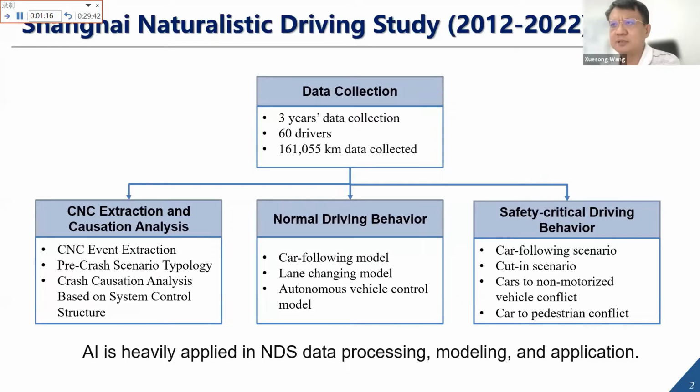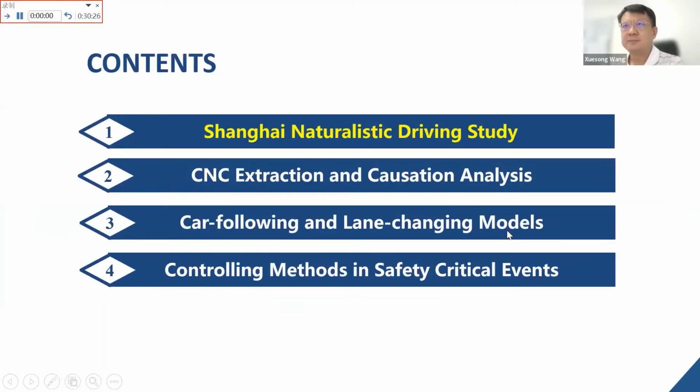After that, we used the NDS data to calibrate the autonomous vehicle control models, particularly focusing on safety critical events. In particular, we calibrated the responsibility sensitive safety model, which is an autonomous vehicle control model, for car following scenarios, cutting scenarios, car to non-motorized vehicle, and car to pedestrian conflict, which are four major types of scenarios. During this process, AI is heavily applied for data extraction, modeling, and applications. My first part is to introduce the Shanghai naturalistic driving study.